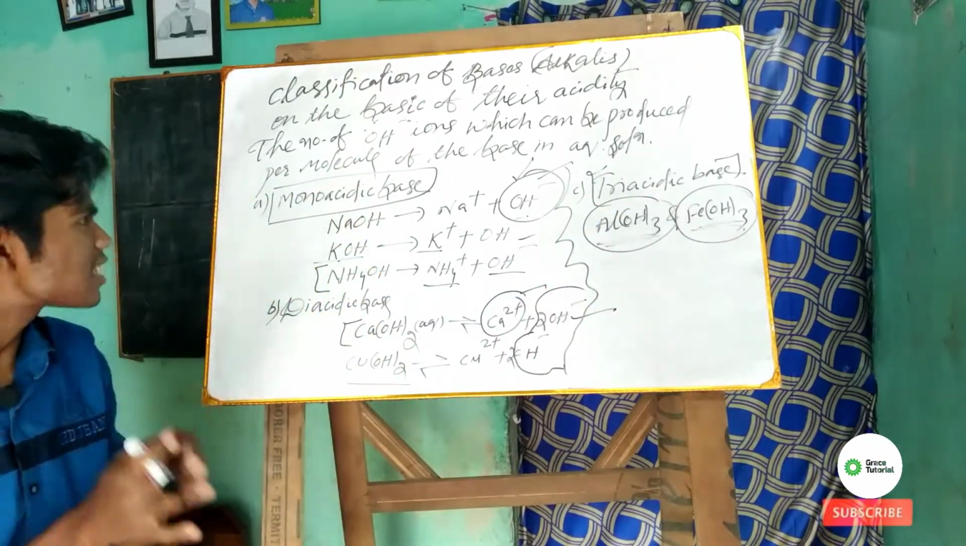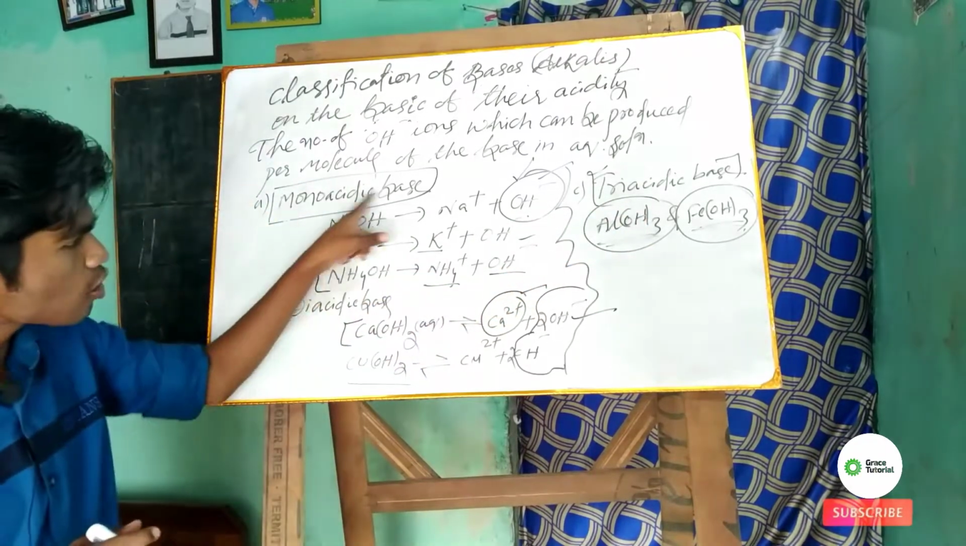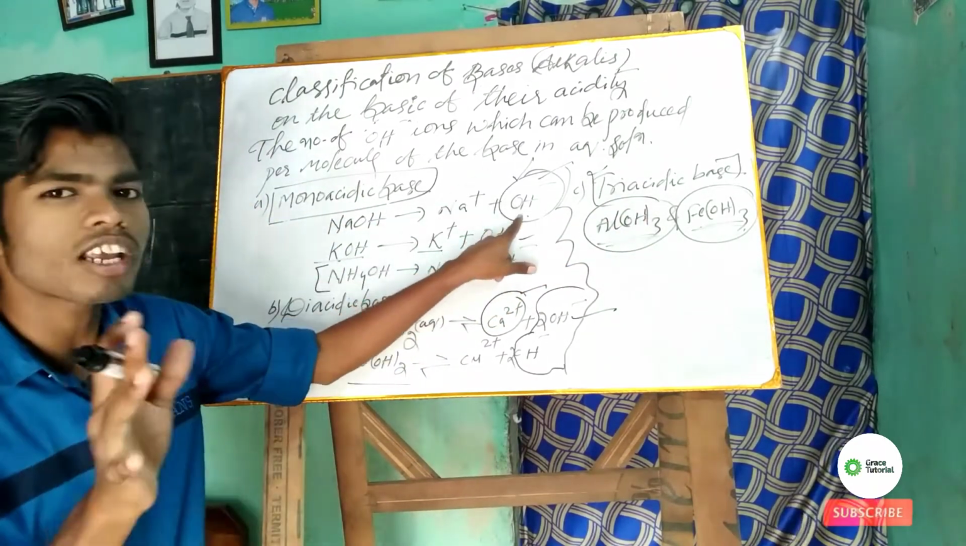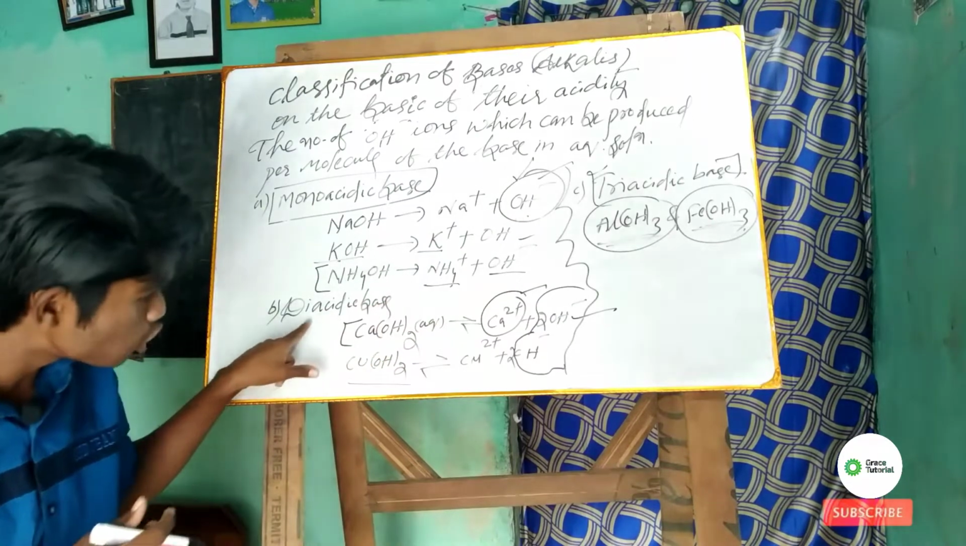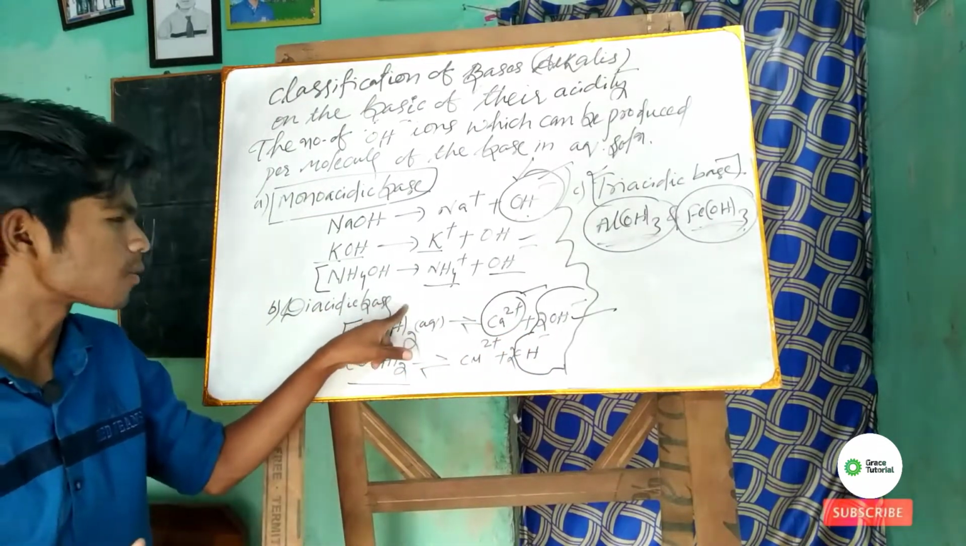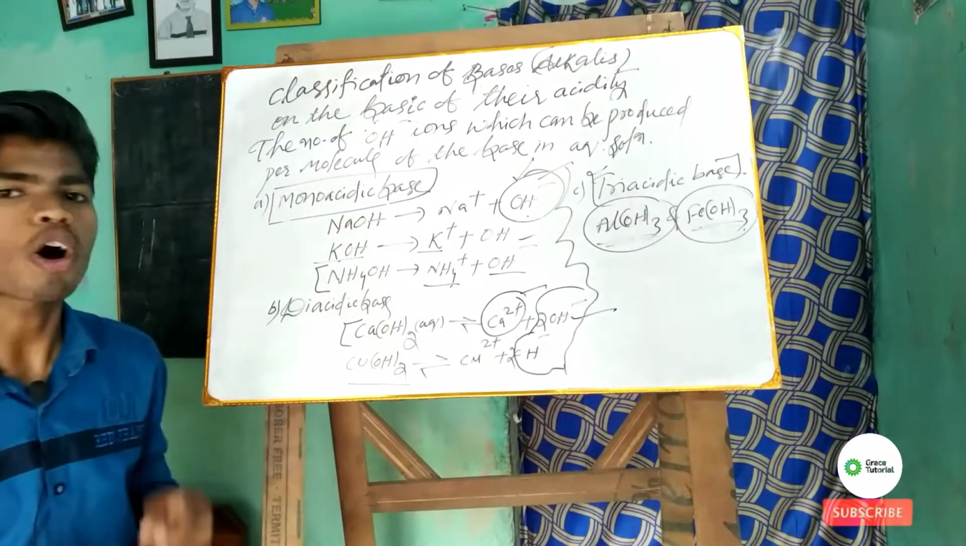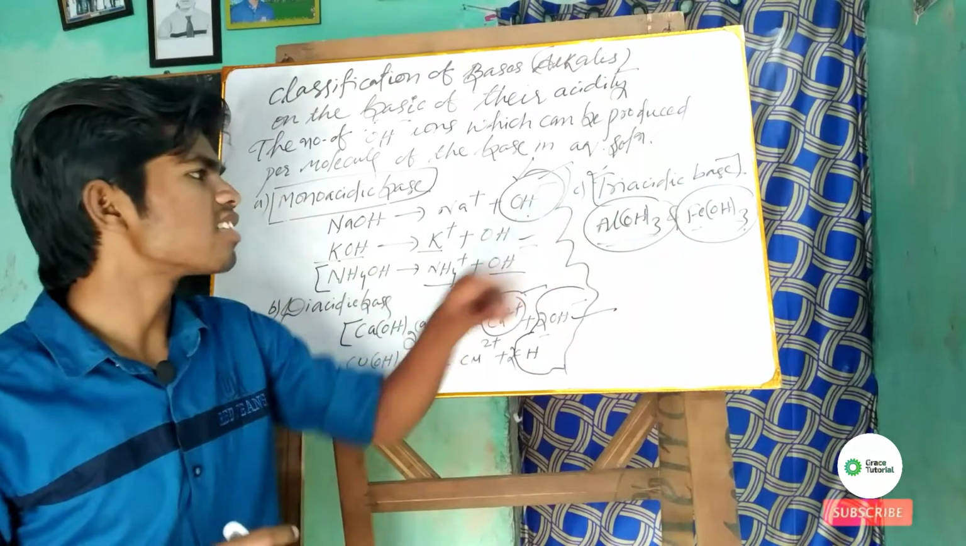So I hope you understand the monoacidic base, the diacidic base and the triacidic base. In a monoacidic base, only one hydroxyl ion is obtained on dissociation, but it gives two hydroxyl ions in the case of the diacidic base. And in the case of the triacidic base, three hydroxyl ions are obtained. That's why the name triacidic base is given.